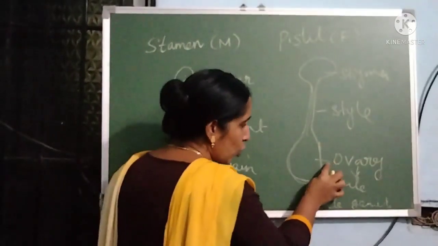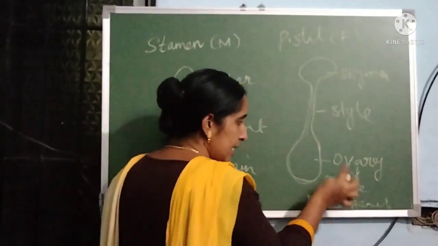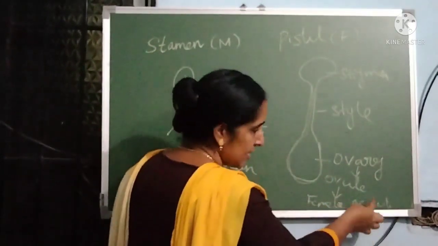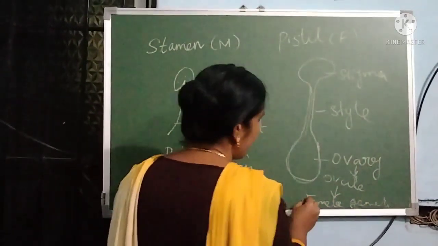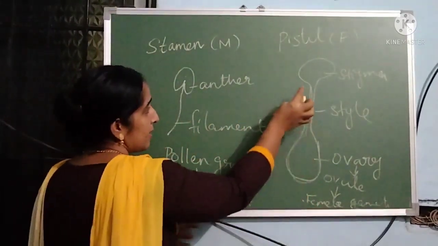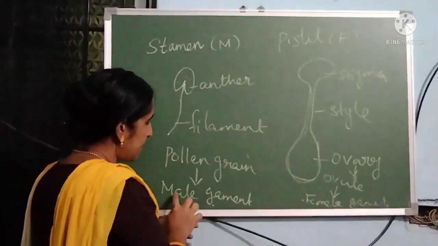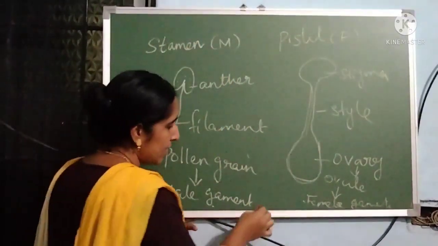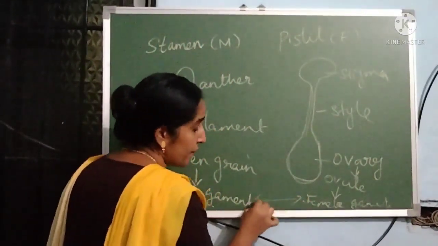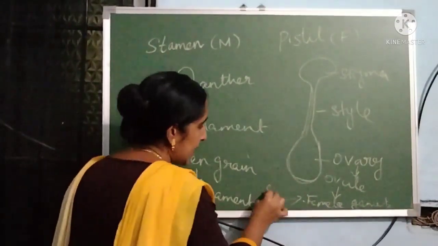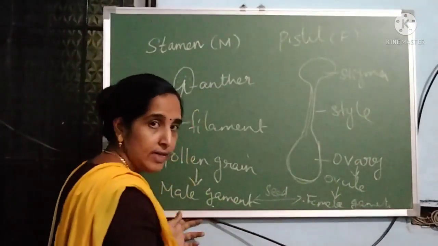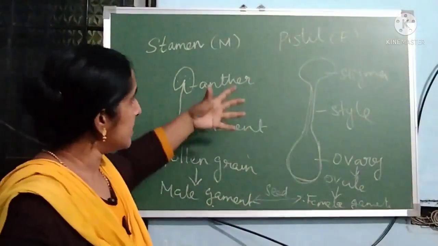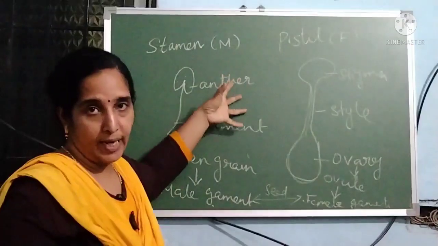Okay. So inside ovary there is ovule. Inside ovules there are female gametes. These female gametes are responsible for reproduction in pistil and male gametes are responsible for reproduction in stamen. Okay, the crossing of these two will become a seed, and inside the seed there will be a new plant. Okay, this is the reproduction in plants.